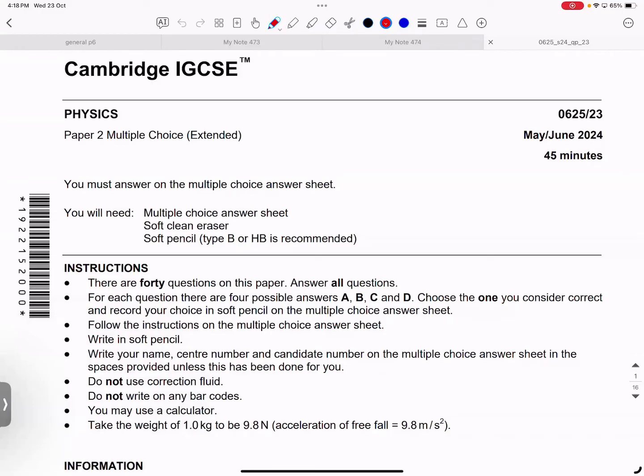We'll solve May, June 24, paper 2, variant 3. It's an MCQs paper and 40 marks. So you have 45 minutes to solve this paper. So let's start.